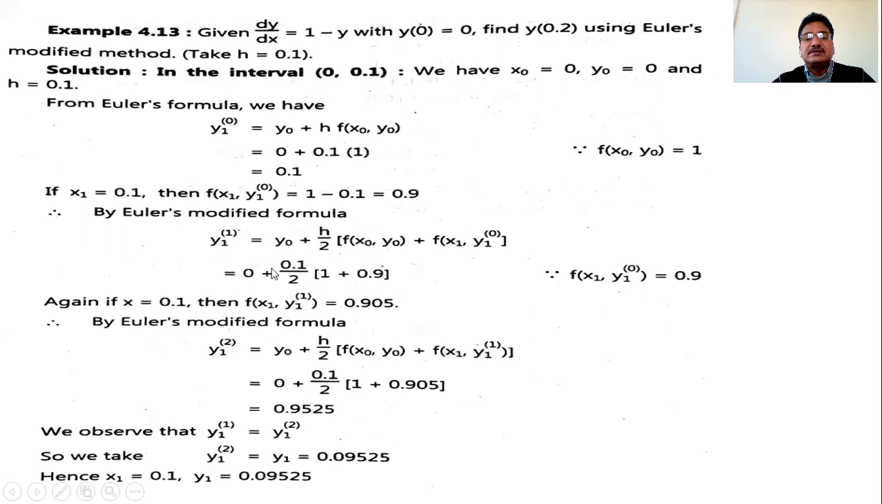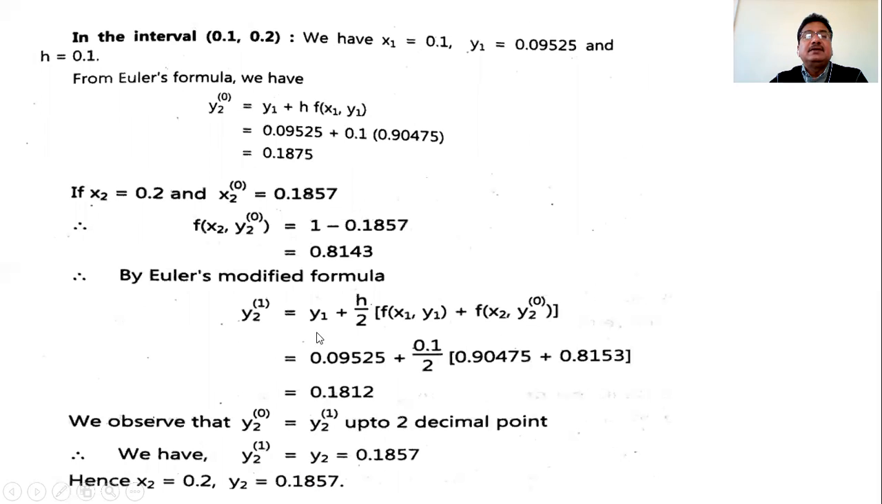Then y1 1 is this, then y1 2 is this. And if you observe these two answers, they are correct up to 1 decimal place. So this is the answer, 0.905. These two answers are correct up to 2 decimal places. So for the final y1, we can directly use the last value, y1 2, as y1 now, 0.9525.